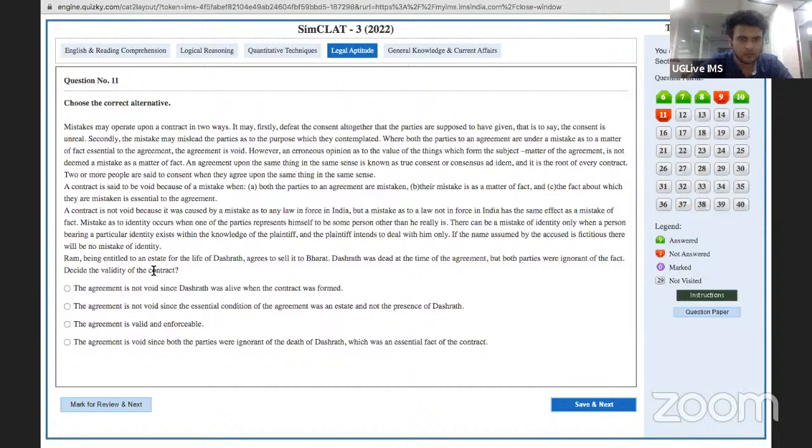So this is a void agreement, right? Since both the parties were ignorant of the death, an essential fact.